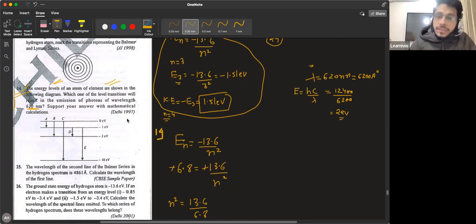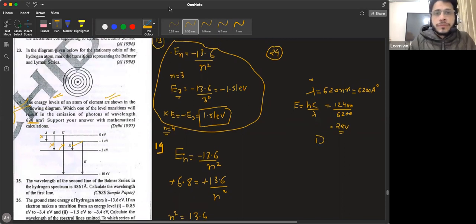So the energy corresponding to this wavelength is 2 electron volt. The transition in which the energy difference is 2 electron volt will emit this wavelength. If you look at the first transition, A, it's 0 to -1. The energy difference is 1. It can't be possible. B, 0 to 3. The energy difference is 3, but you need 2. Not possible. C, not possible. D, 1 to 3. The energy difference is 2. This is possible. So the correct transition is D. Is it clear? Gautam? Yes, sir. Naveel?